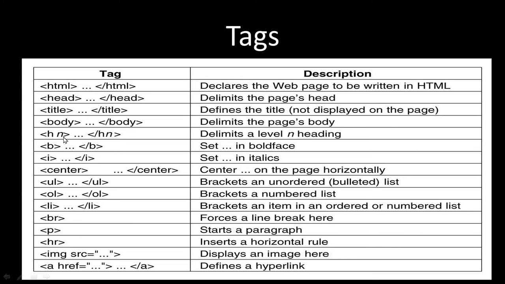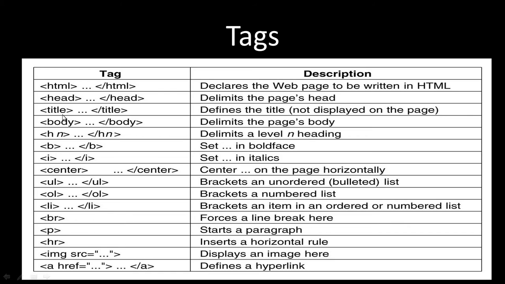Then there are various types of tags, Hn. What does Hn mean? H1 to H6, where this n varies. When you write some text within the H1 tag, the heading will be very large. And the last tag is H6. When you write some text within H6, then your text font will be very small. If you want to bold the text, you have to use the B tag. If you want to make that text italic, you have to use the I tag.